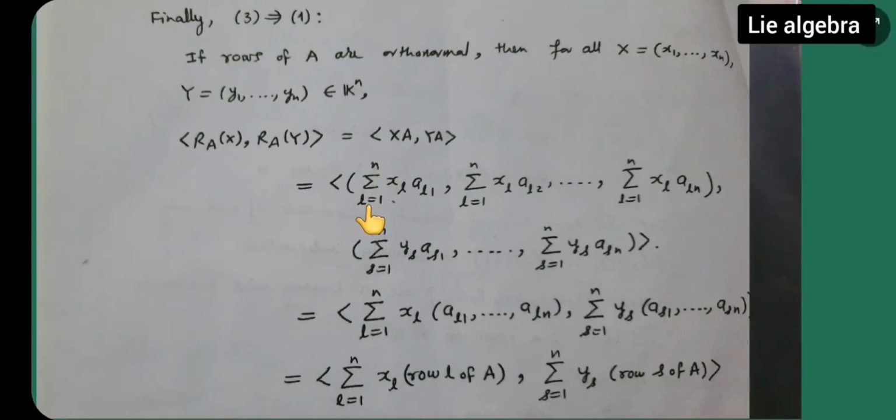Summation of L is equal to 1 to n of xl al, comma, up to summation of L is equal to 1 to n xl aln, in the inner product. Then the y part: summation of s is equal to 1 to n ys as1, comma, up to summation of s is equal to 1 to n ys asn, bracket. This is the inner product, this comma this.